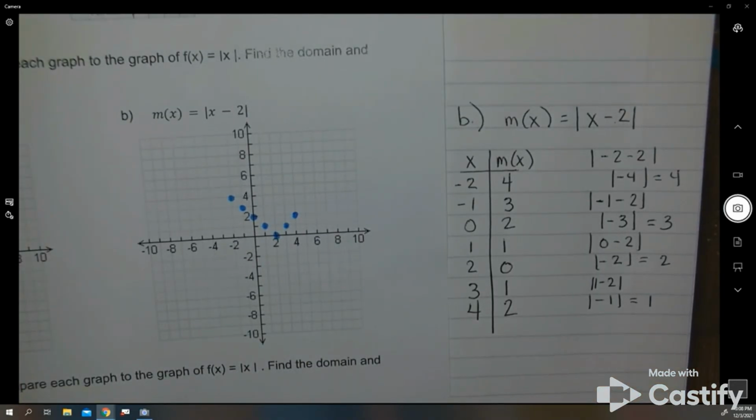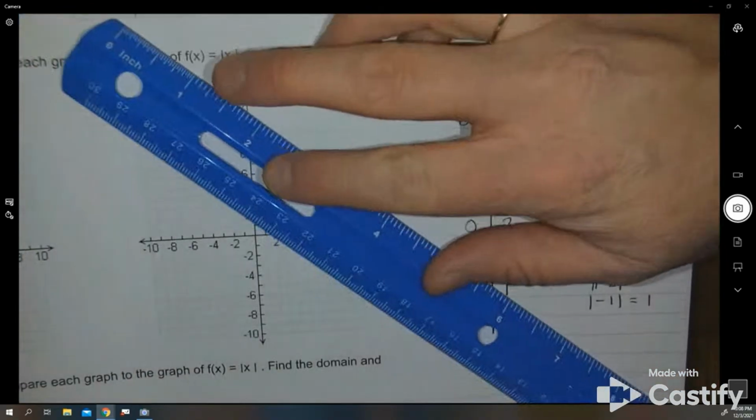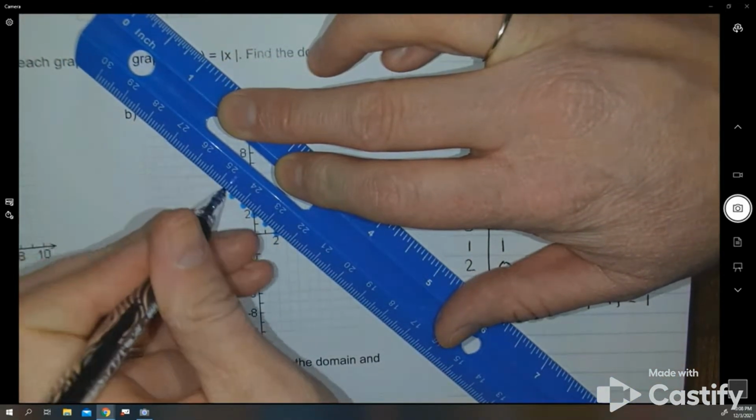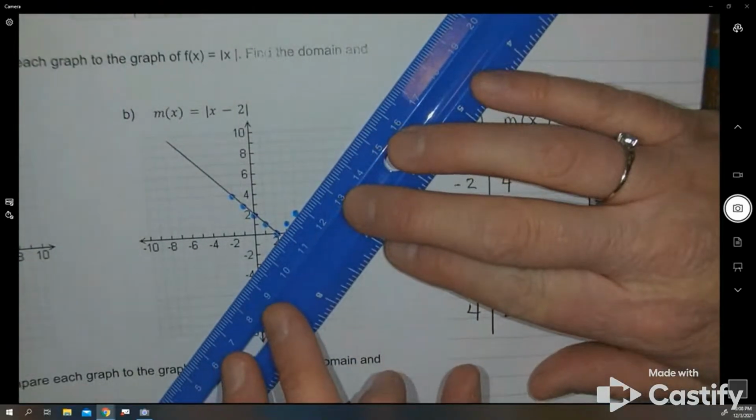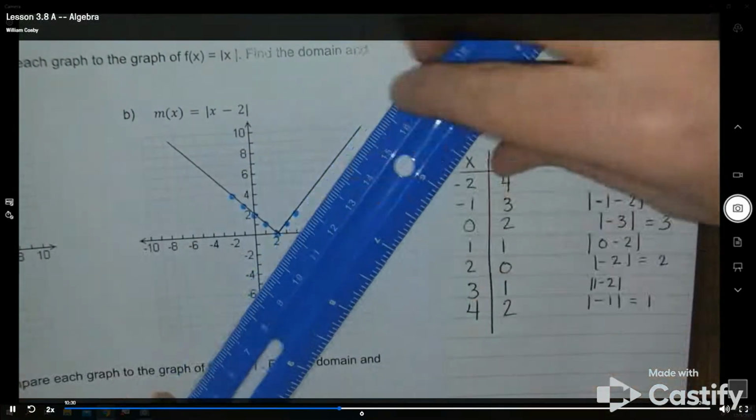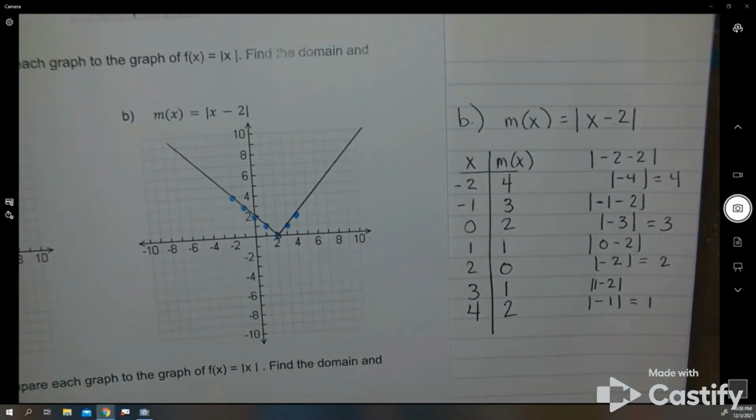Now, what I'll share is that if we kept going with our list and we went all the way up to 6, positive 6, we'd end up with the same equal number of dots on each side. But once we get to that vertex point, we can connect our dots here. And we'll see that once we connect them, it does have that symmetrical look to it. It's got that V shape that we're looking for.